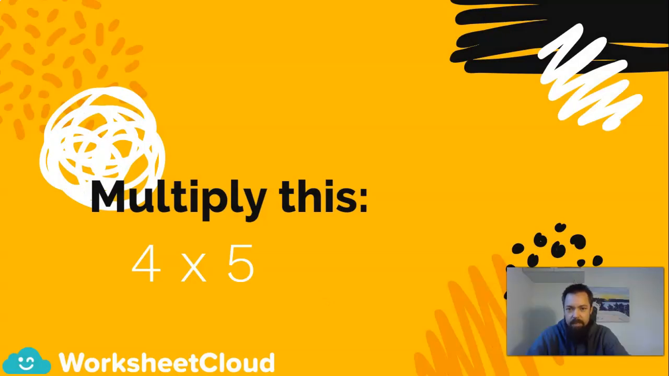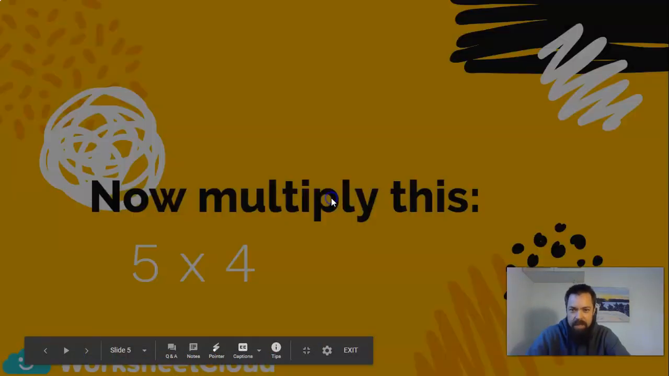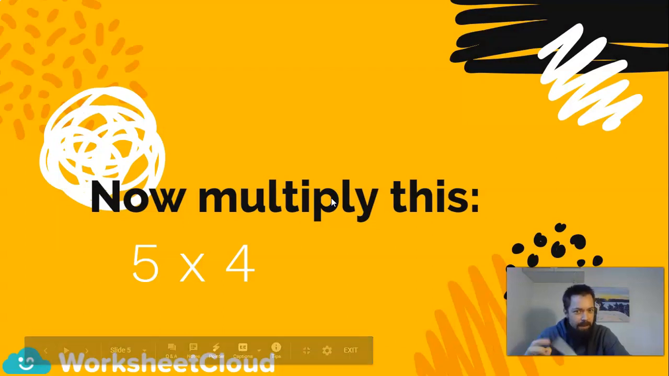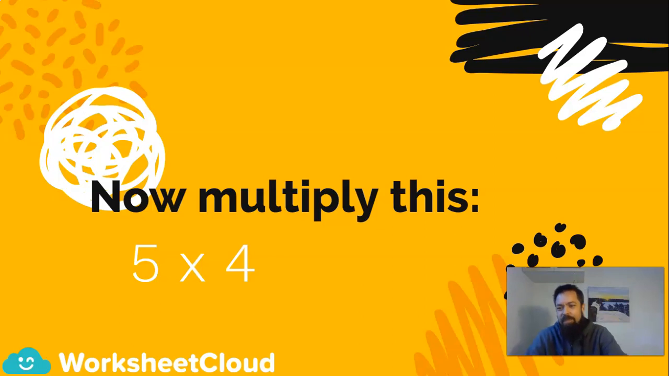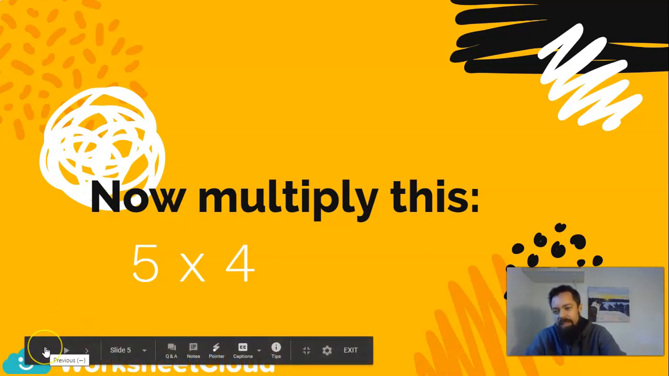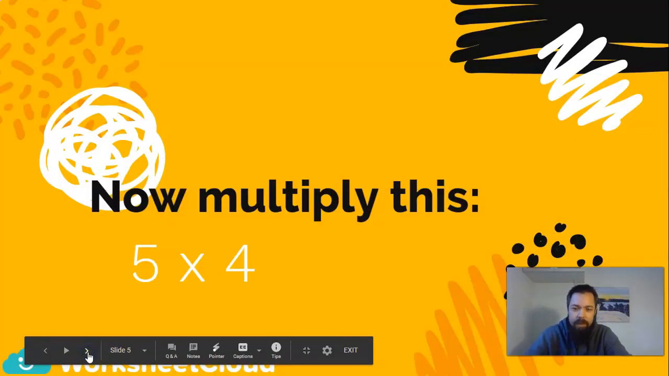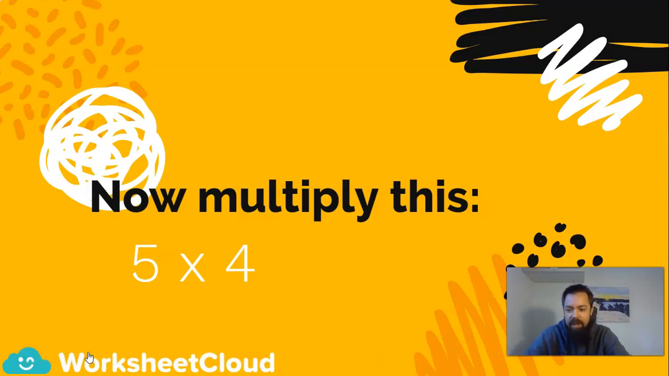Right, multiply this quickly. If you got 20, you are correct. Now multiply this quickly. If you got 20, you are correct. So if I go back to the previous slide, you'll see I did 4 times 5 and I got 20. And in this one, I did 5 times 4 and I got 20 again. Useful. With times, it doesn't matter which way around you do it, you're going to get the same answer.